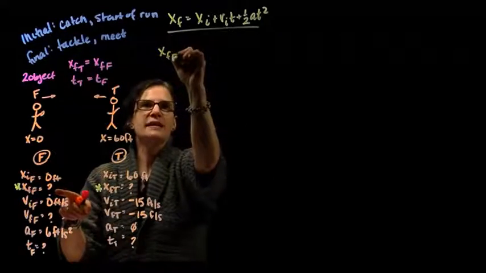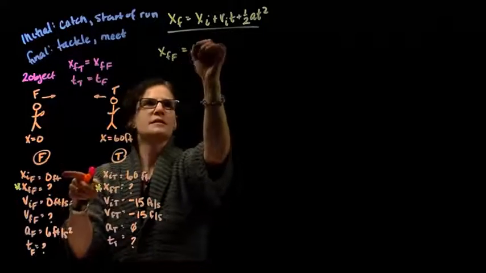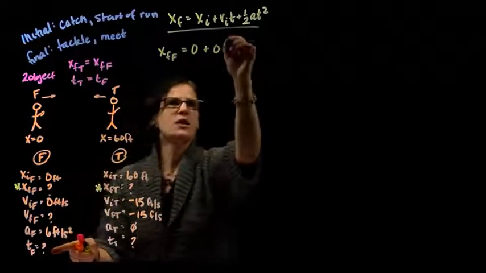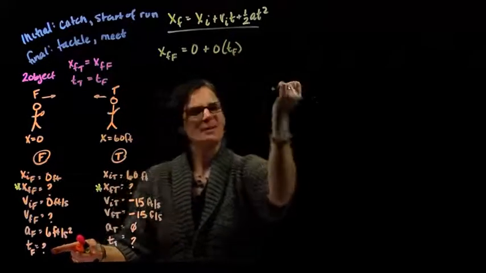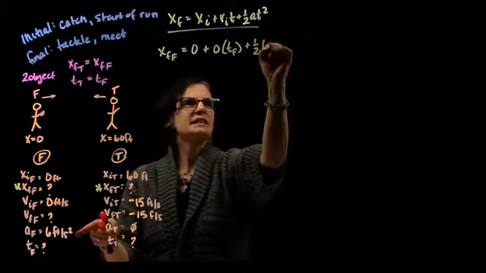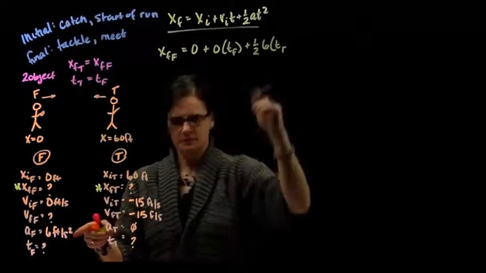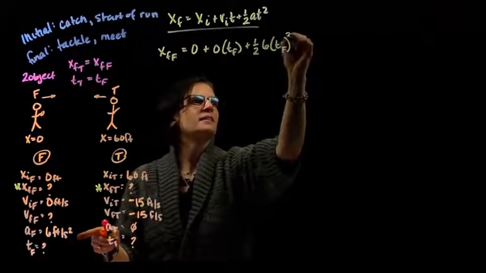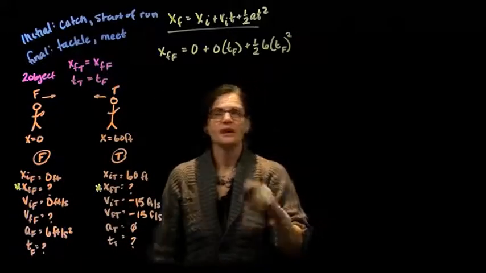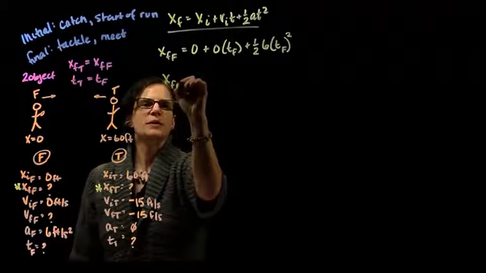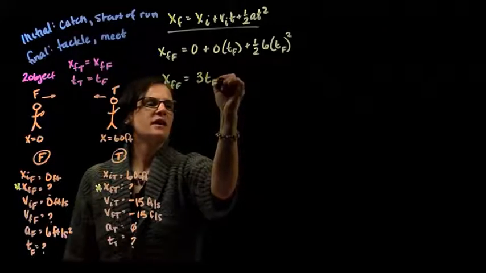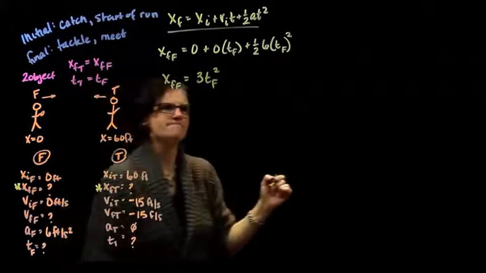x final of Fred is equal to x initial, 0, plus v initial, 0, times time, I don't know, but it's going to be multiplied by 0, so that's not such a big deal, plus 1/2, 6, oh, there's that time of Fred squared. Well, I have another unknown in my relationship, but let's simplify it. Get rid of those zeros. These two things go away, and we end up with 3t of Tom, time of Tom, squared.